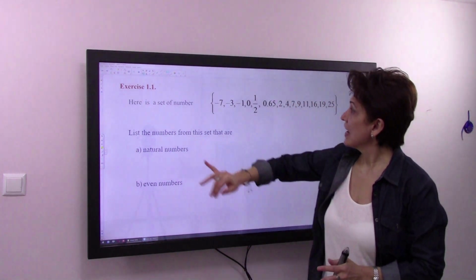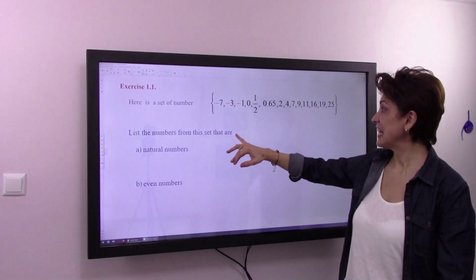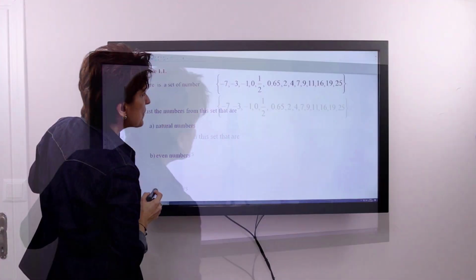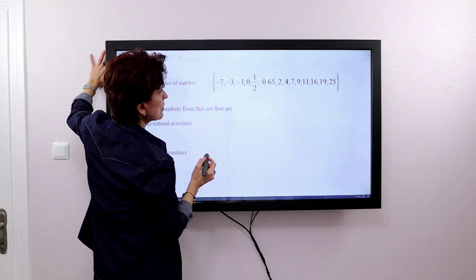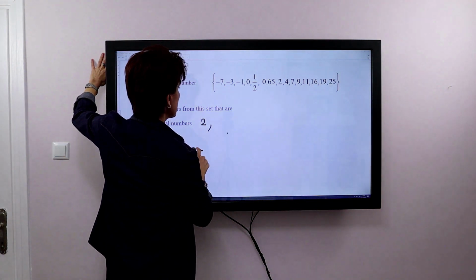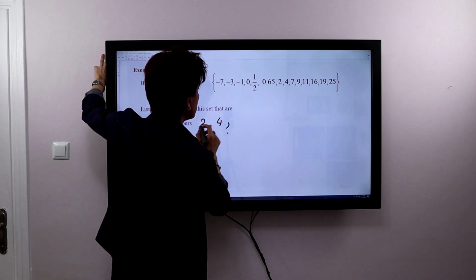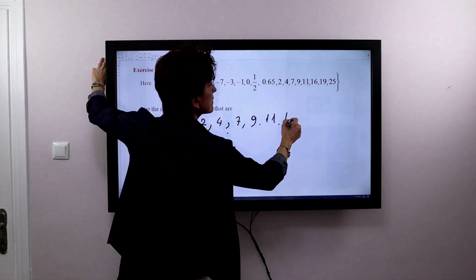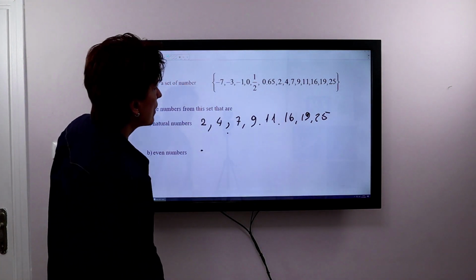Have a look at the first question here. I wrote a question. Here is a set of numbers. Look at them and list the numbers from the set that are natural numbers. Okay? Could you help me? But I can't hear each other. Anyway. Here, natural numbers: first one is 2, right? Second one is 4, then 7, 9, 11, 16, 19, and 25. Got it? Are we right?